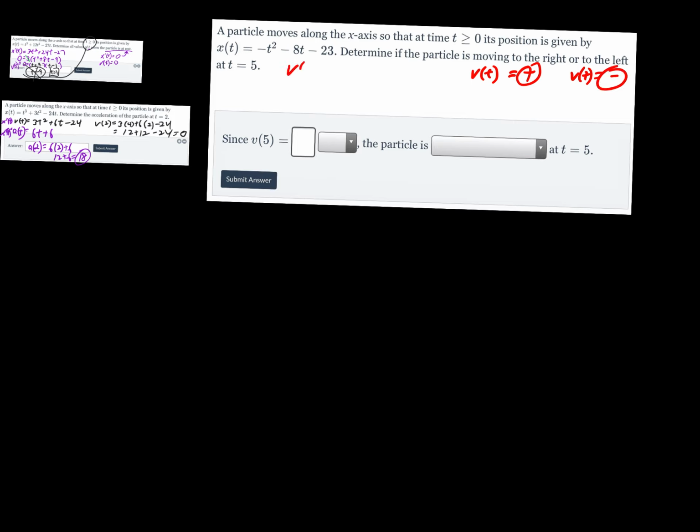Let's take the derivative. The derivative is your velocity function, and that is negative 2t minus 8. The negative 23 goes away. And this is as simple as saying, well, what's the velocity at time 5? That's going to be negative 2 times 5, which is negative 10, minus 8. Looks like we have a velocity of negative 18. So remember what negative 18 indicates: we are moving to the left. Since this equals negative 18 and it is negative, the particle is moving to the left.